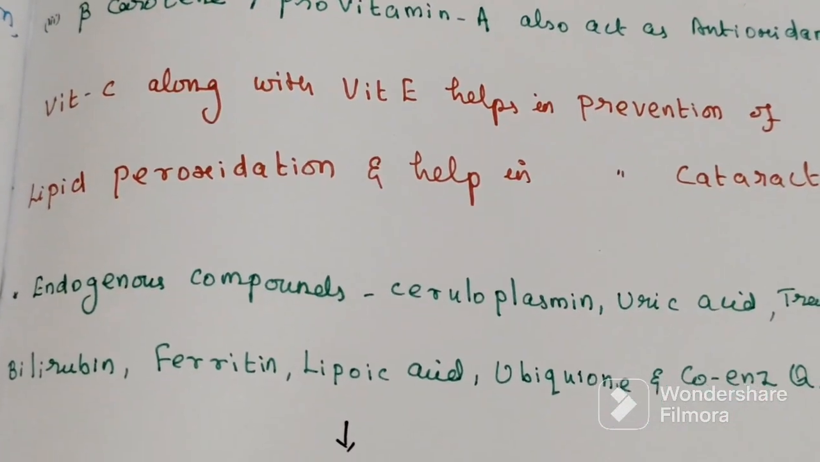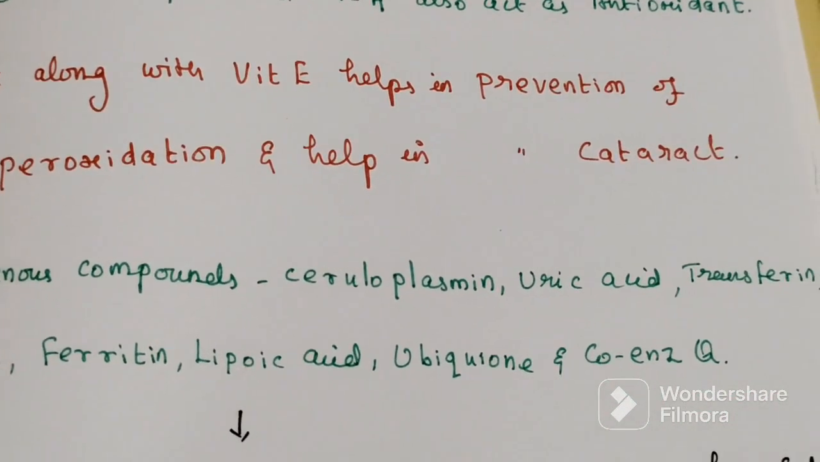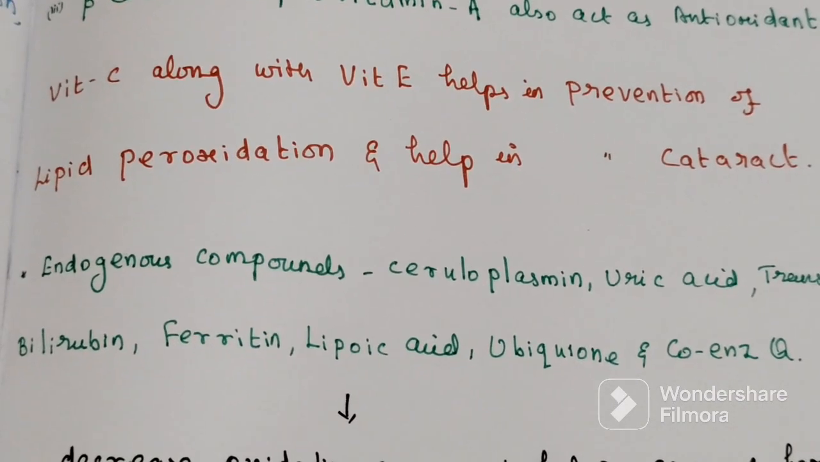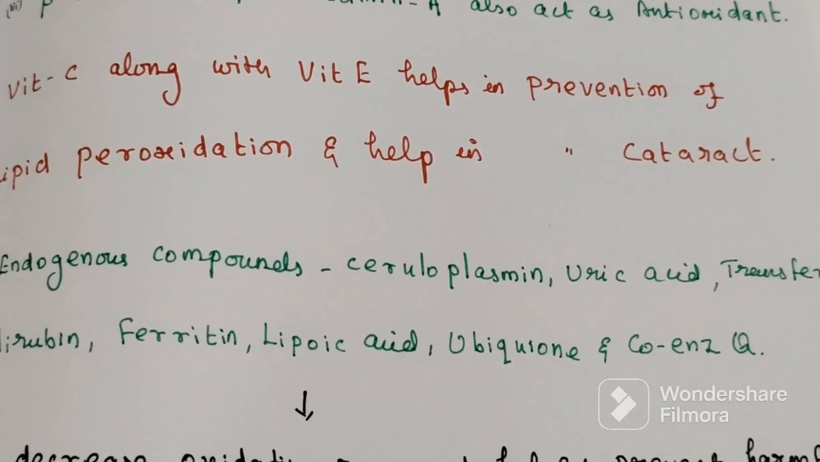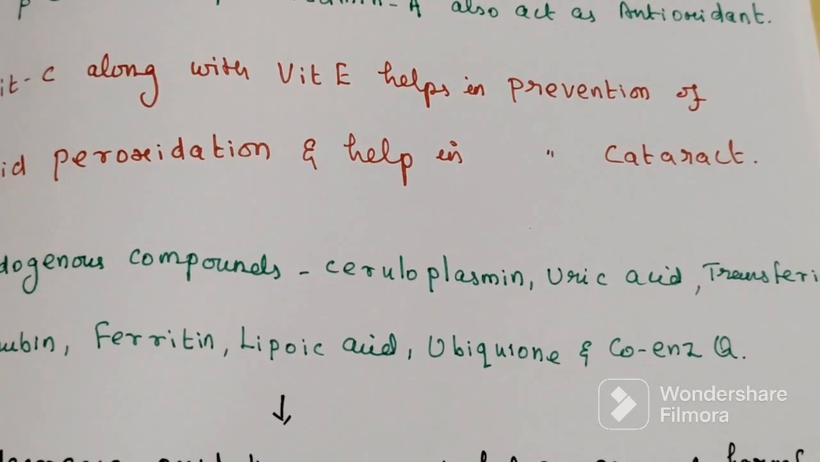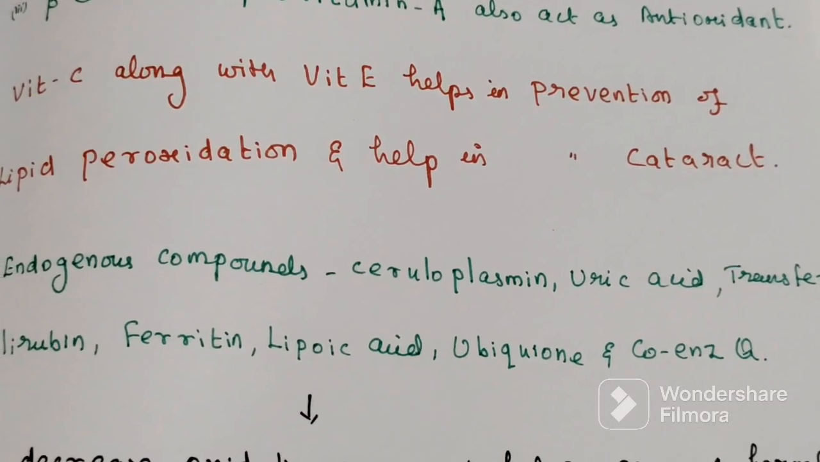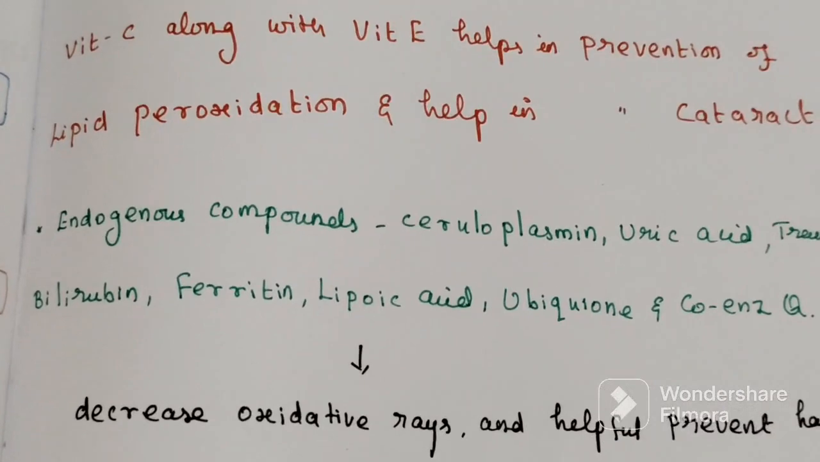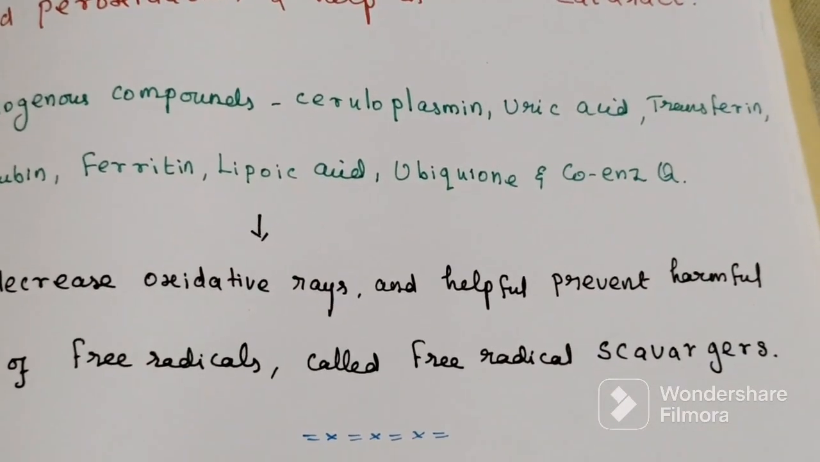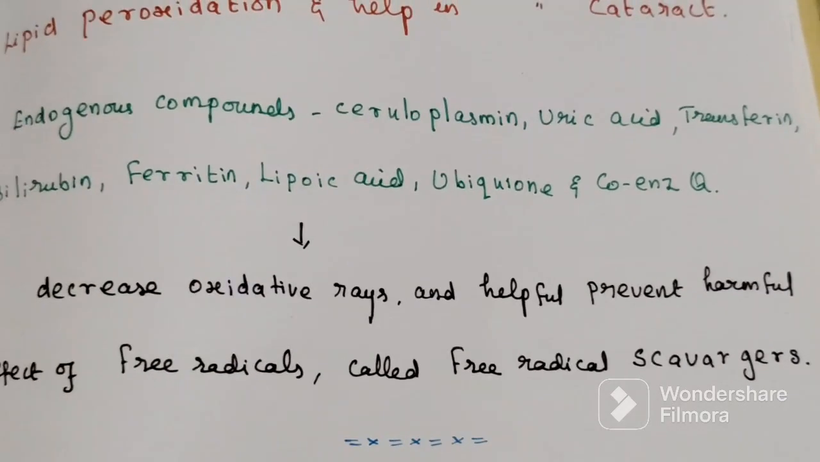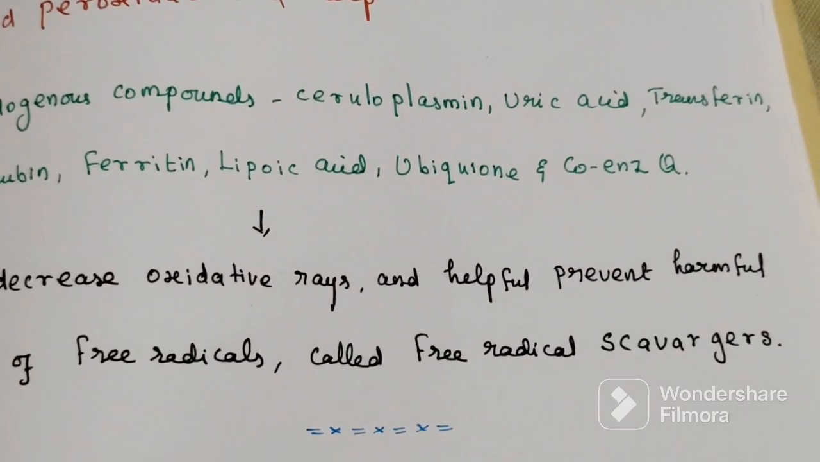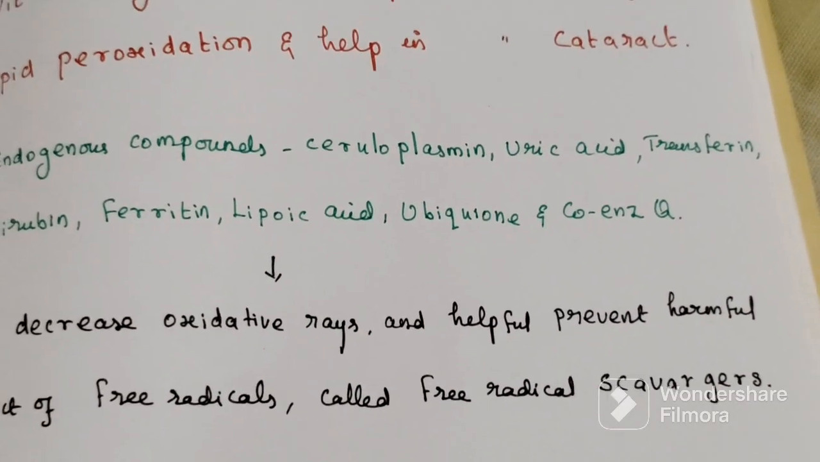So these are the endogenous components like ceruloplasmin, uric acid, transferrin, bilirubin, lipoic acid, ubiquinone and coenzyme Q. They also act as antioxidants. They decrease oxidative stress and prevent the harmful effects of free radicals, and are called free radical scavengers.